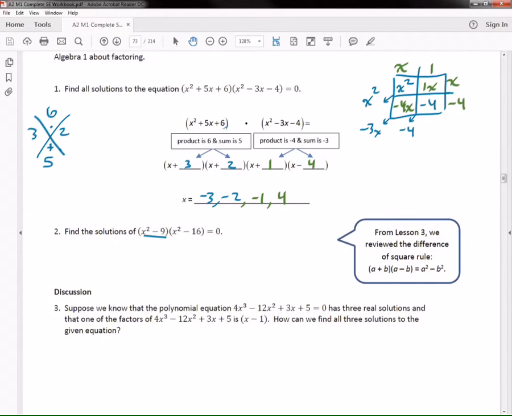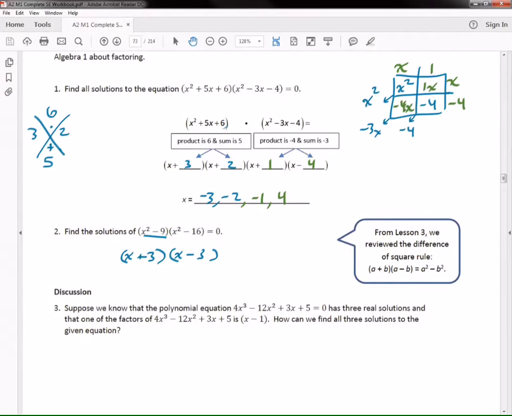For this one, you would say plus, minus. What's the square root of x squared? X. What's the square root of 9? Done. I just factored it. And you can always do that with the difference of squares because he's special.